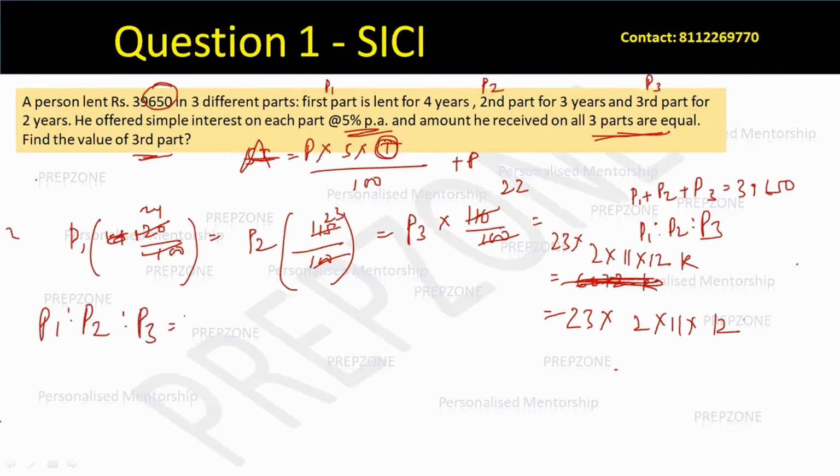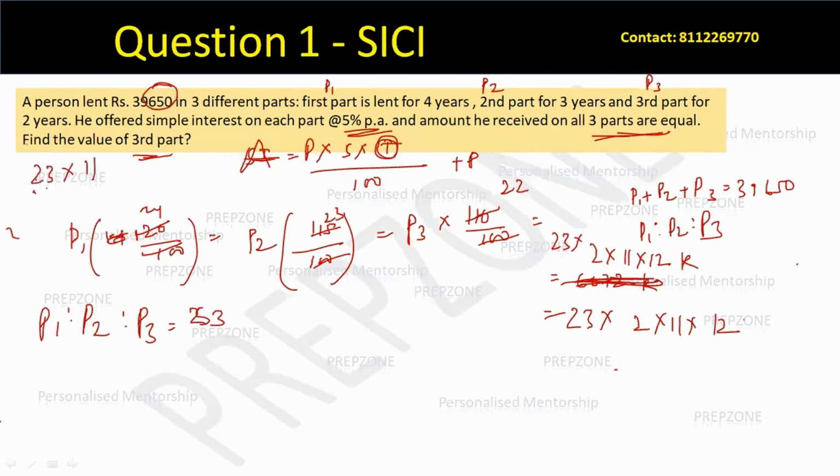अगर तुमको P1 is to P2 is to P3 निकालना है, P1 का वैल्यू कितना होगा? You just cancel 24 from the right hand side वाला नंबर, कितना बचा? 23 into 11, ठीक है? कितना होता है ये? 253.